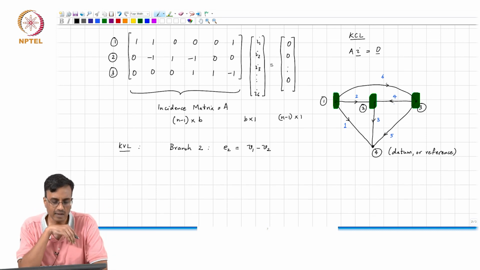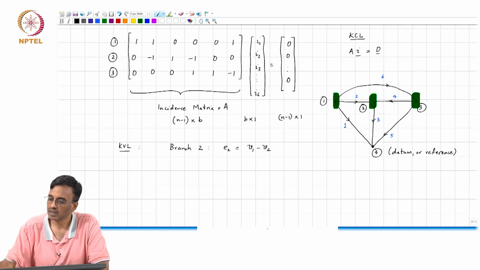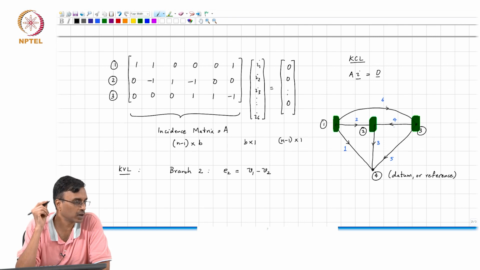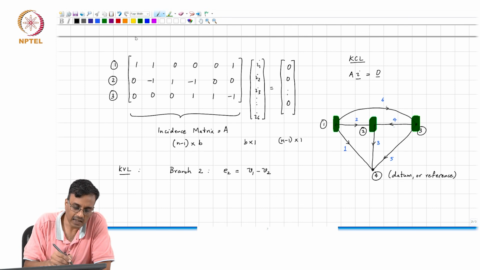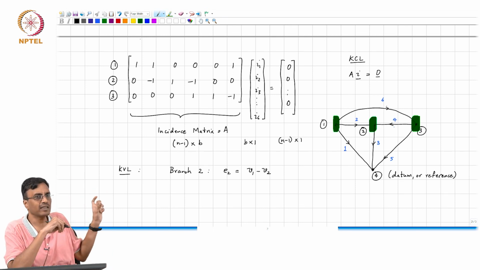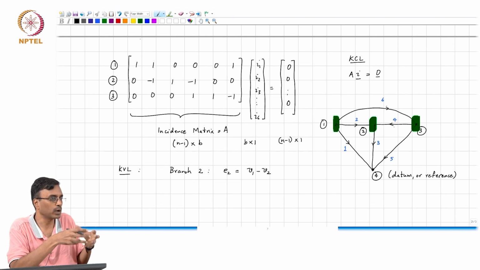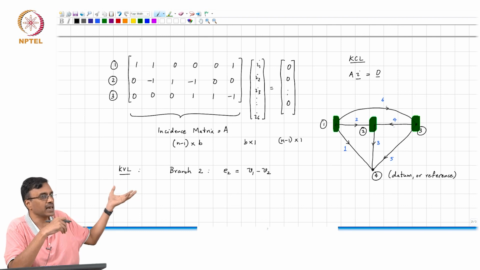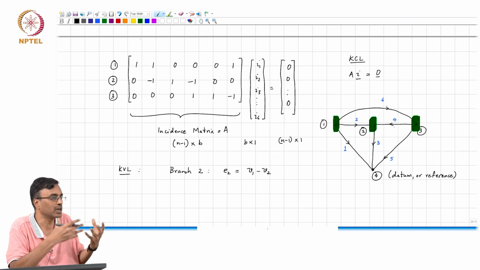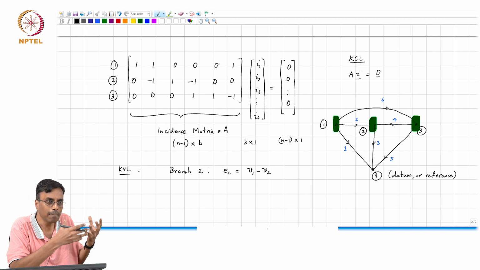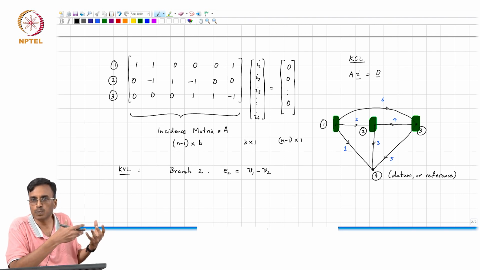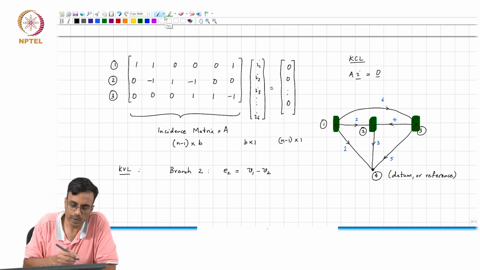Now, given the incidence matrix, can you think of a way of finding the branch potentials in terms of the node potentials? Well, remember, the incidence matrix basically contains all the information regarding how many branches are there, how many nodes are there, and how are the branches connected between the nodes, correct. So, simply staring at the incidence matrix should be able to give us this information that we are after, namely, how are the branch potentials related to the node potentials. And let us stare at this matrix.